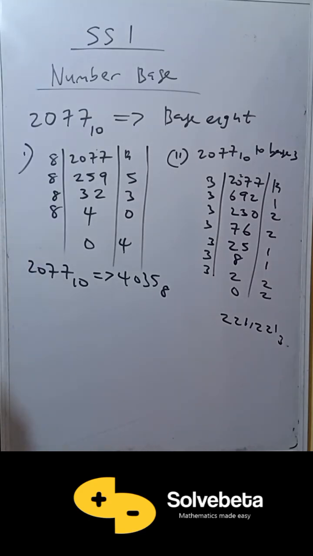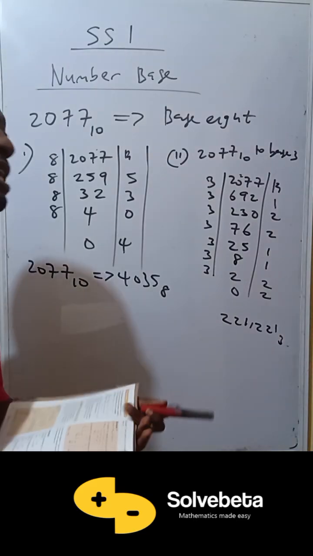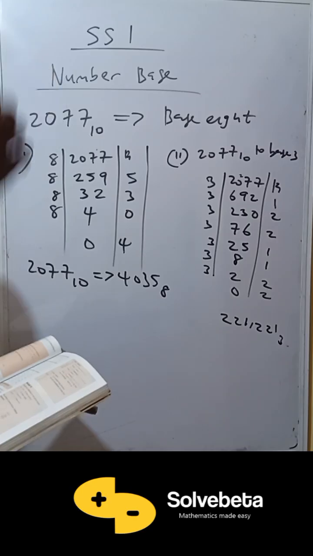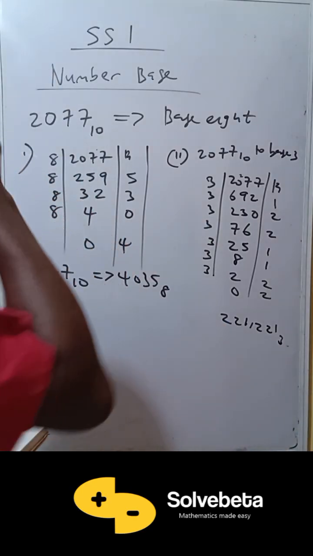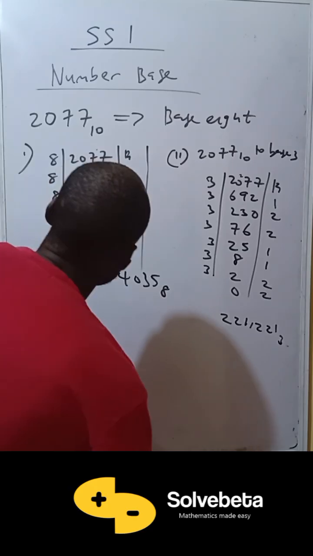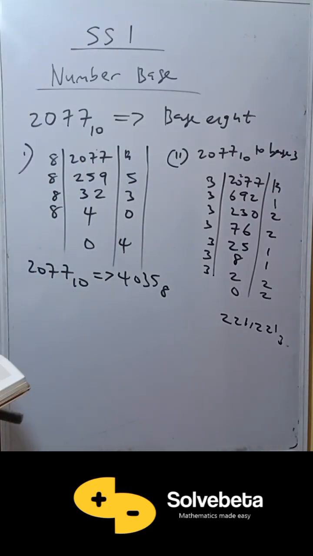So that's how to move from base 10 to any base. To move from base 10 to any base, you have to divide by that base, then use that thing. Now, what if we are moving to base 10? We are moving from any base to base 10. Look at this. Now look at this.